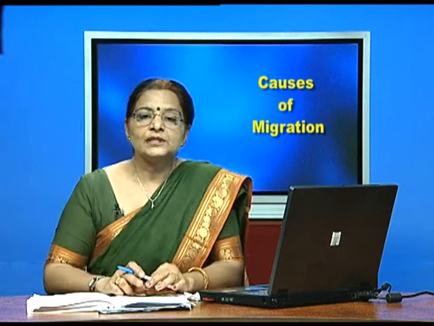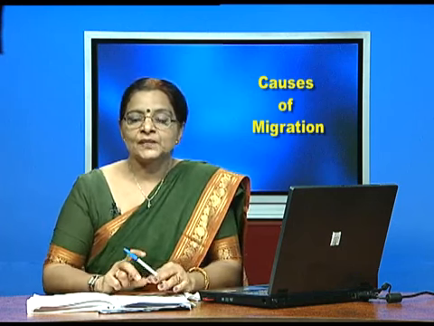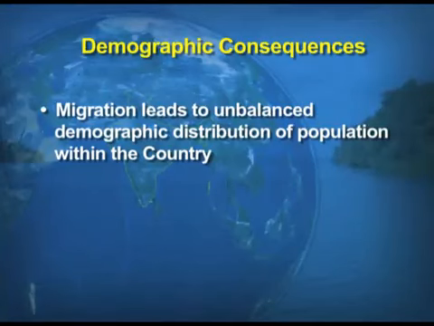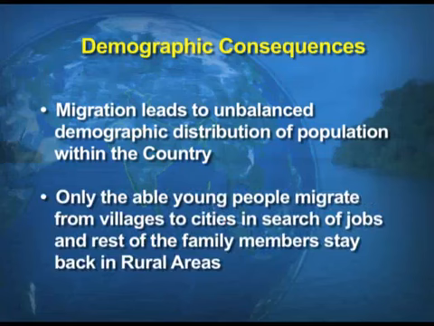Now, we talk about the demographic consequences. Migration leads to the unbalanced demographic distribution of population within the country, because only the able young people migrate from villages to the cities in search of jobs. Then what is the negative impact of their migration? You can find the imbalance in the age and sex ratio in both the areas they migrate to and the areas they migrate from.